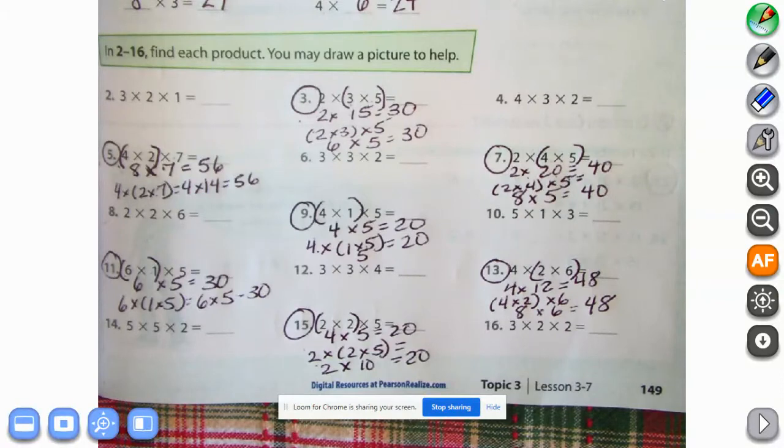All right, so there's all of our problems on page 149. If you need a little bit of time to write any of them or to fix any of them, would you please push pause right now? And then when you're finished, unpause and you'll be right with me on the next page, okay? Go ahead and push pause if you need to.